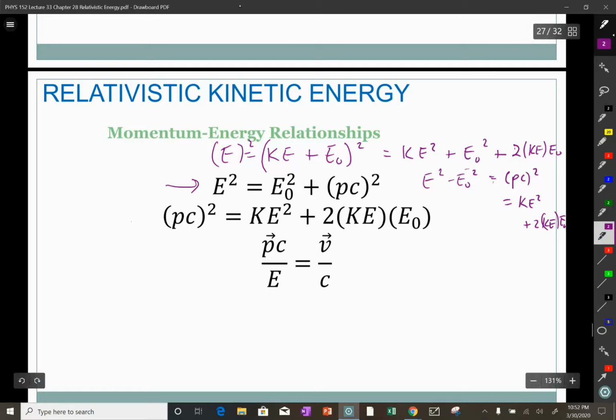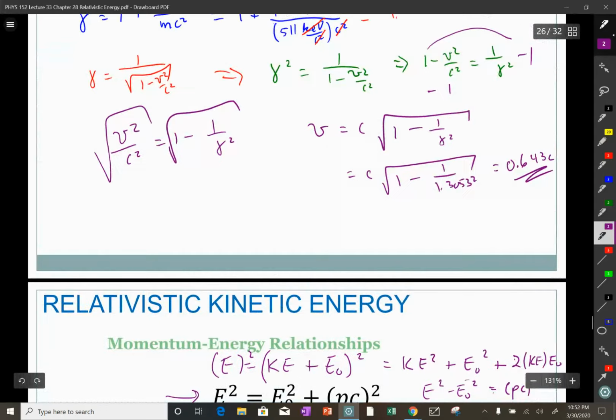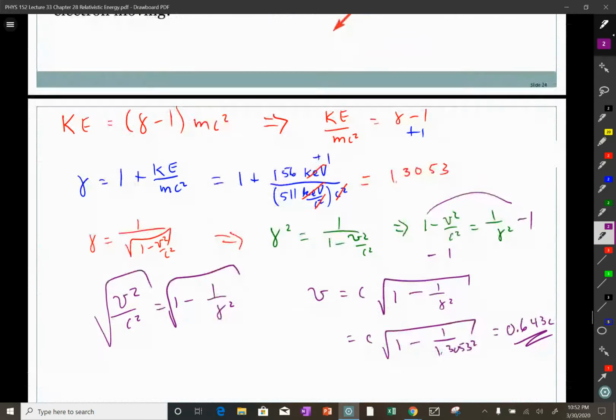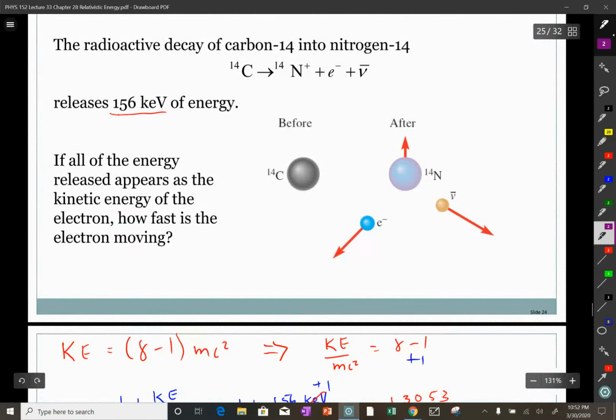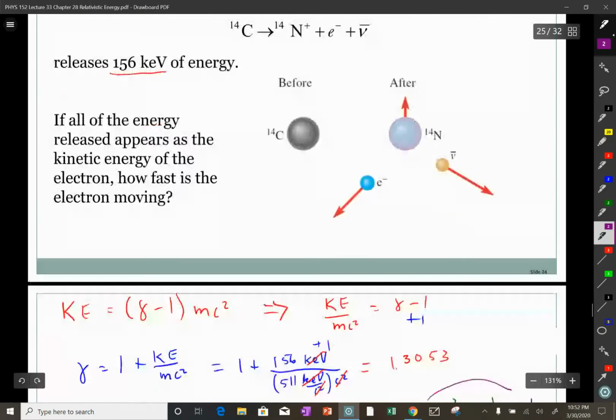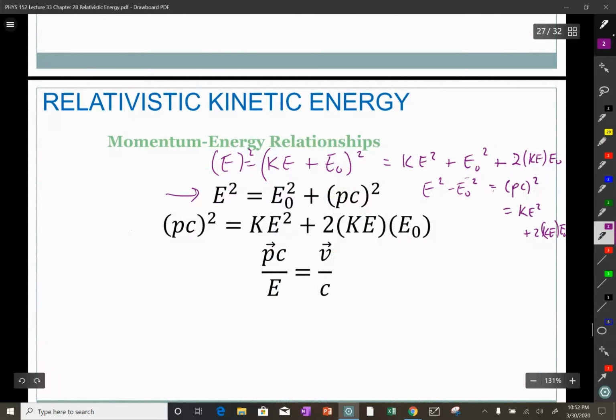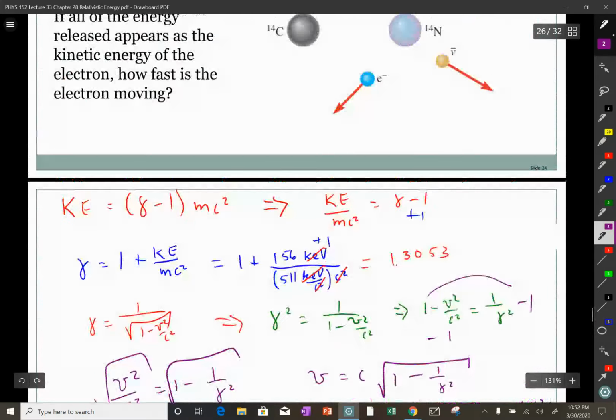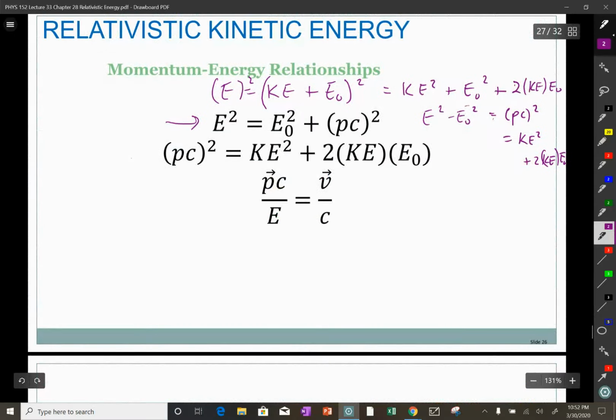This final one, another very useful thing: momentum multiplied by the speed of light over the total energy is equal to speed over c. So if you know the momentum and the energy, you can quickly calculate the speed. I could have saved myself a lot of time in this calculation, couldn't I? Because I had the kinetic energy and I was looking for the speed.